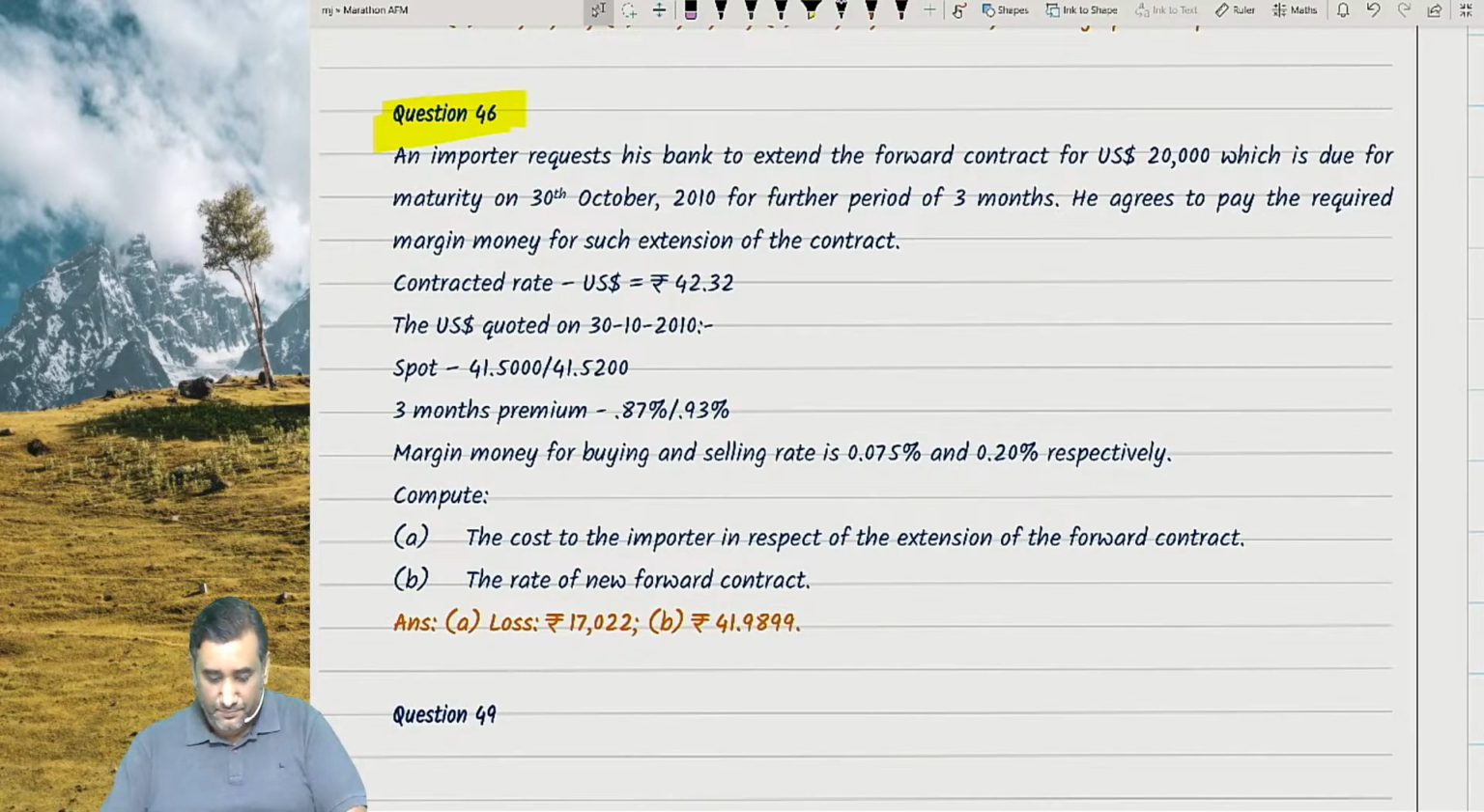Let me cross check. No need to write the fair answer, please roughly calculate the numbers. And margin money for buying selling is actually, rates are from the bank's point of view, so the words buying selling are used from the bank's point of view only. That could be an area of a mistake.